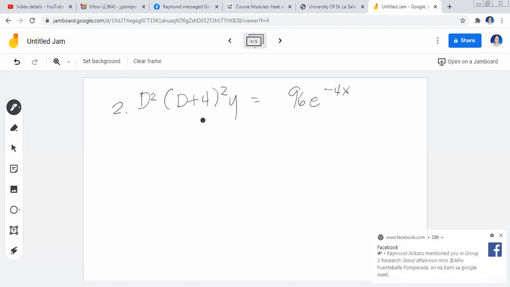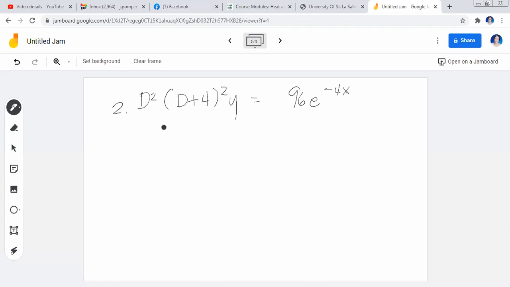But if you would rather have things done in a shorter amount of time, this is how you do it. So you will process this piece by piece, class. What do I mean? You have only (D plus 4) squared y here. And what I'll do, I'll transfer the 1 over D. I have two 1 over D's because this is D squared.